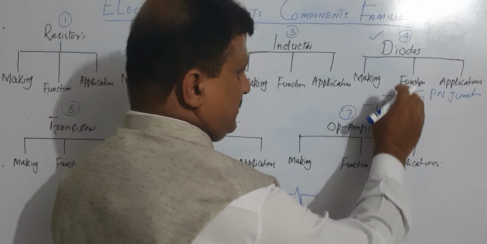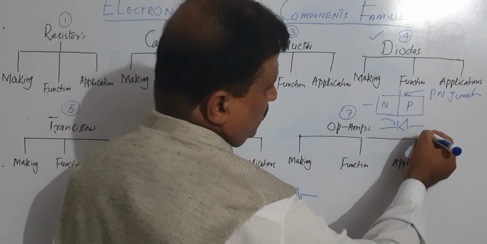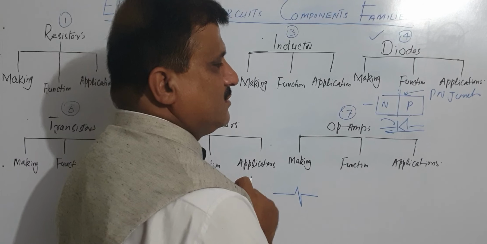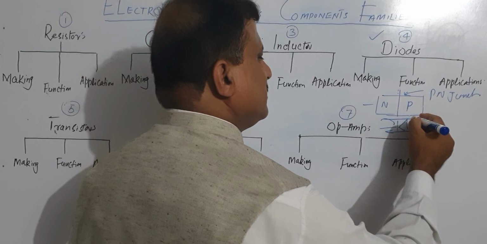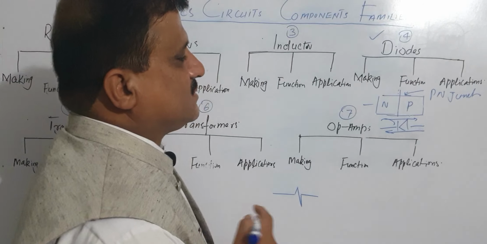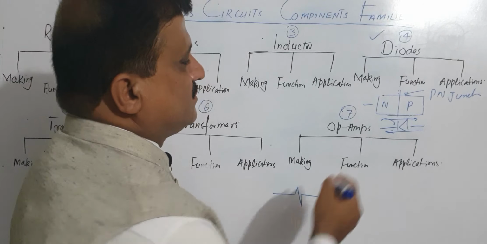Now, what is the very basic function of the diode? It allows current in this direction, from anode toward the cathode, but it blocks the current in the opposite direction, from the cathode side toward the anode side. So it blocks the current. If you look at its very basic function, then you can realize the applications of the diode.